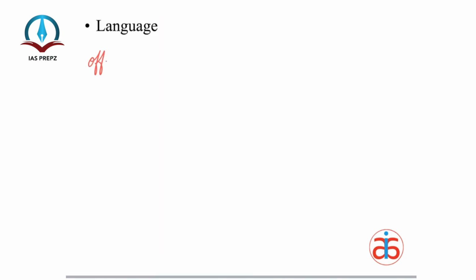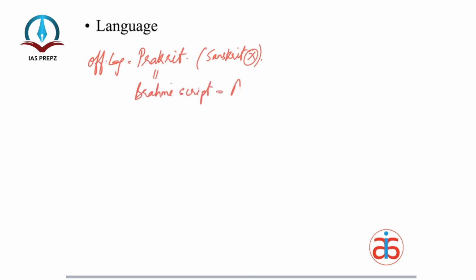The official language of the Satavahanas was Prakrit. Surprisingly, it is not Sanskrit. Please be careful about this aspect. And moreover, this Prakrit language was written in Brahmi script, as was used in the Mauryan times. So again, in this sense, the Satavahanas can be considered as the successors of Mauryans.